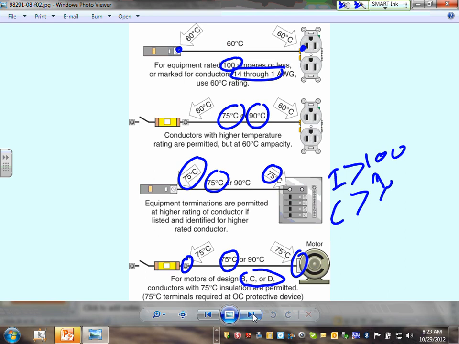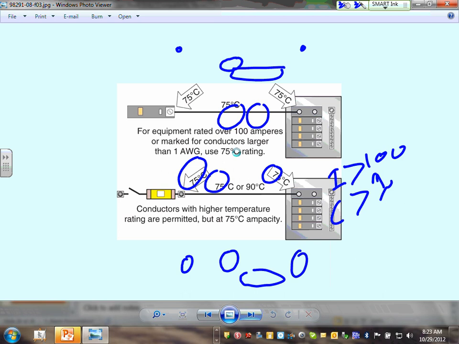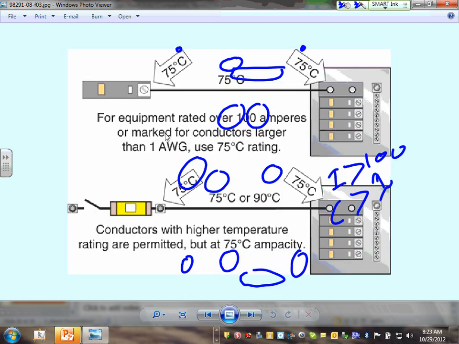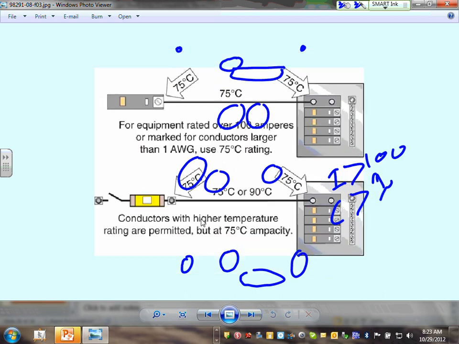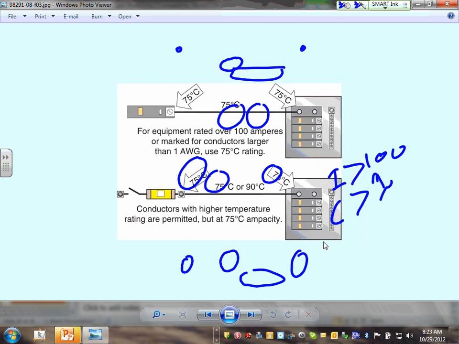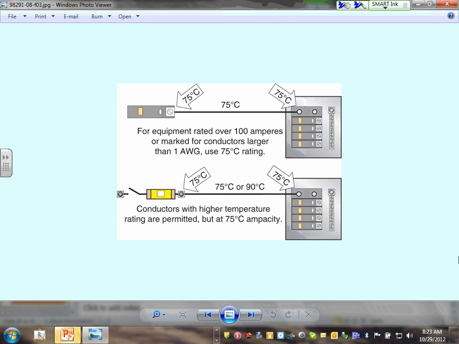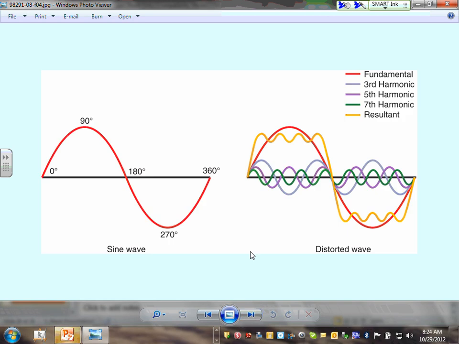So this is the termination. We talked about equipment rated over 100, 75, and conductor with higher temperature you can use. So we talked about the default here. Please review these nice pictures because it gives you basically the 100 or less, or number 14 through number 1, 60 unless you know otherwise. Everything else 75, right? And 90 is only for what? Derating. You guys got it. So that's that one.